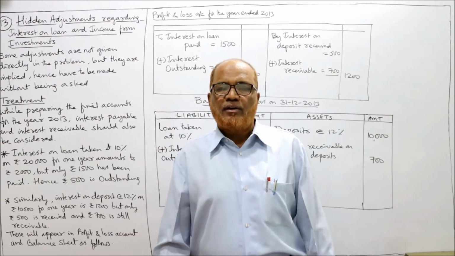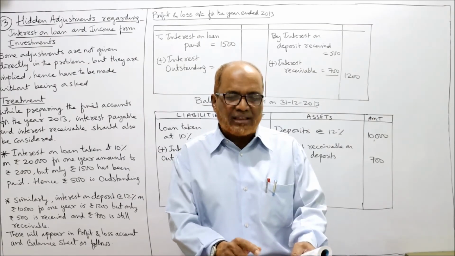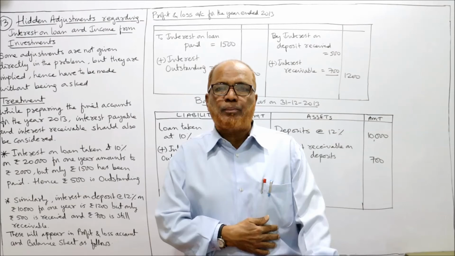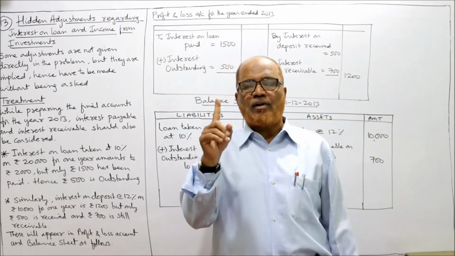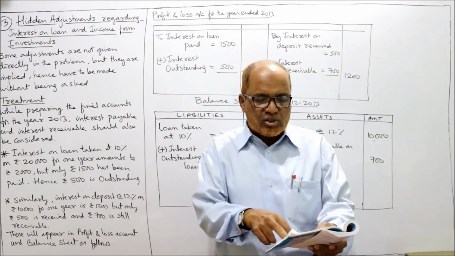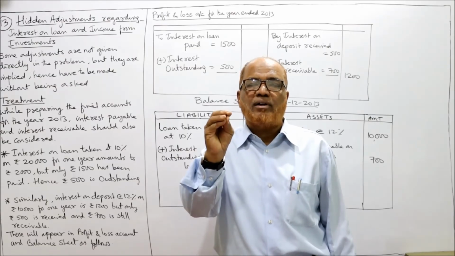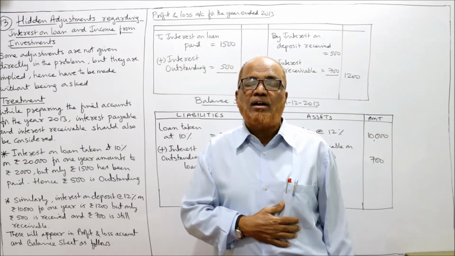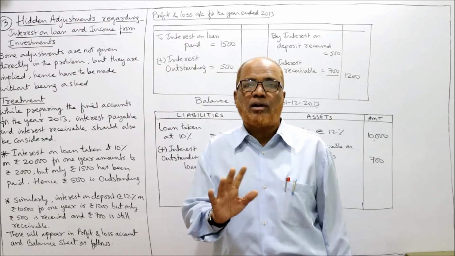Similarly, deposit. When this business has made a deposit, it is an asset. The deposit was made for 10,000 rupees on 1st January 2013. The rate of interest on deposit is 12%. So if you calculate 12% of 10,000, you will get 1,200. So for 1 year, interest on deposit will be 1,200 rupees. But here it is given that interest on deposit received is only 500. So out of 1,200 rupees, only 500 rupees interest is received. So 1,200 minus 500, 700 rupees are receivable. Interest of 700 rupees is receivable, not received.